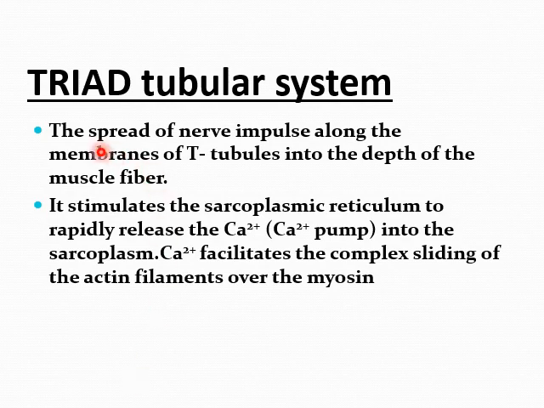While the nerve impulse moves on the surface of the sarcolemma, it will descend in the T-tubule, in the sarcoplasm, stimulating the sarcoplasmic reticulum to release calcium, and the calcium facilitates the sliding of actin over myosin.